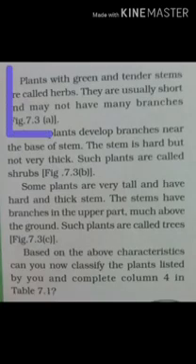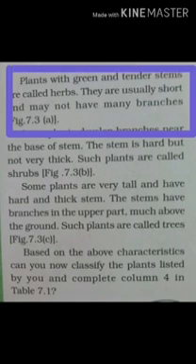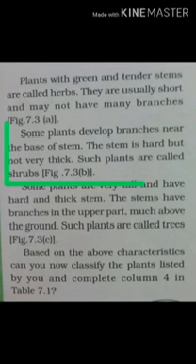Look at this table here. If you fill this table, you will get to know the difference between herbs, shrubs, and trees. So plants with green and tender soft stems, they are called herbs. They are short in height and they do not have many branches, like in trees. Some plants have branches from the base of the stem. Their stem is hard but not very thick.